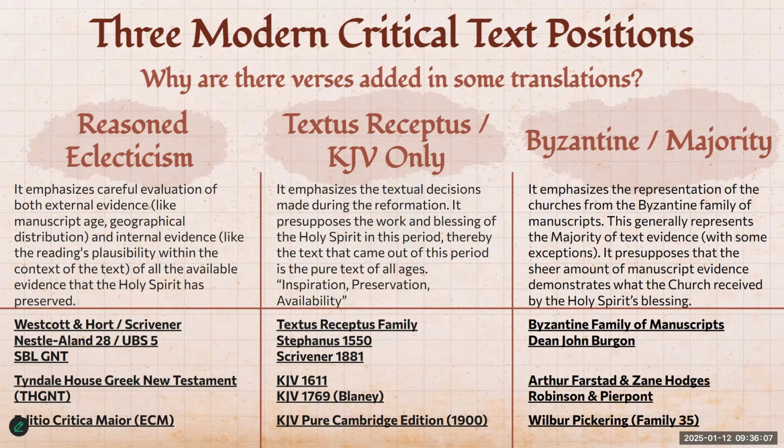So why do these positions matter? Well, because now we're going to look at the manuscript evidence. Okay. And these positions are all derived by manuscript evidence, okay, except the Textus Receptus one. These are all derived from manuscript evidence. So what is the manuscript evidence for the comma?